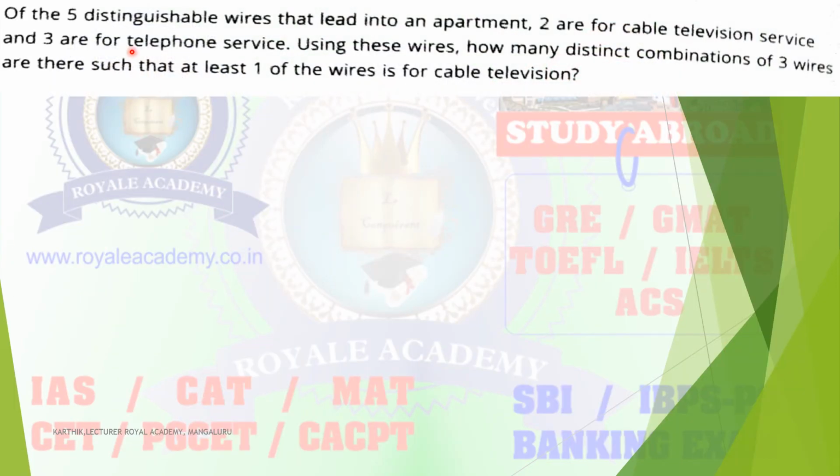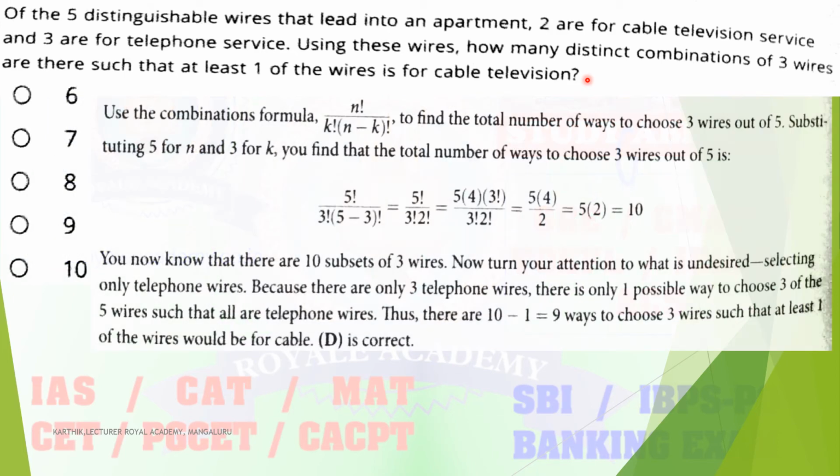Next one: of the 5 distinguishable wires that lead into an apartment, 2 are for cable television service and 3 are for telephone service. Using these wires, how many different combinations of 3 wires are there such that at least one of the wires is for cable television? So this is a combination type of problem. There are 2 varieties of cable, one is television cable, one is telephone cable. So how many combinations are possible, that you have to find out.